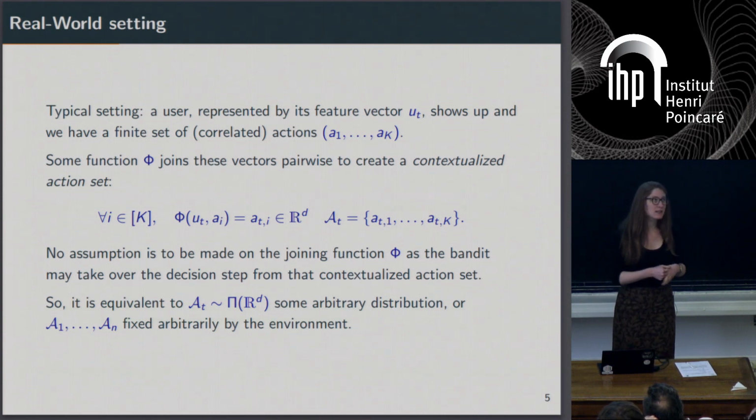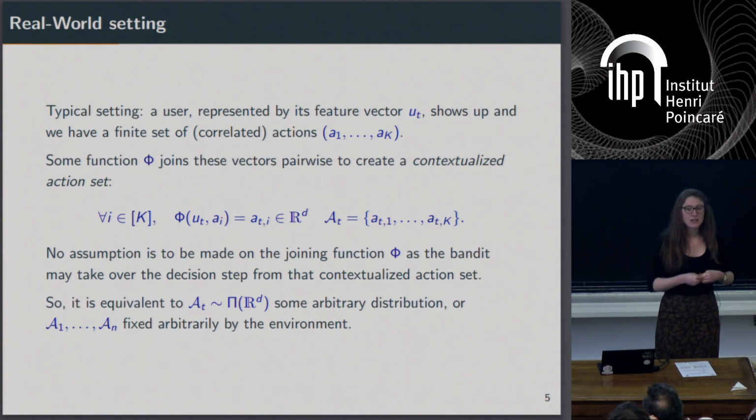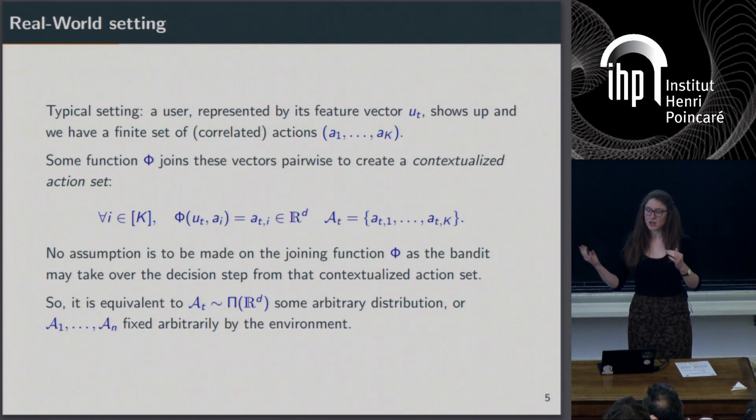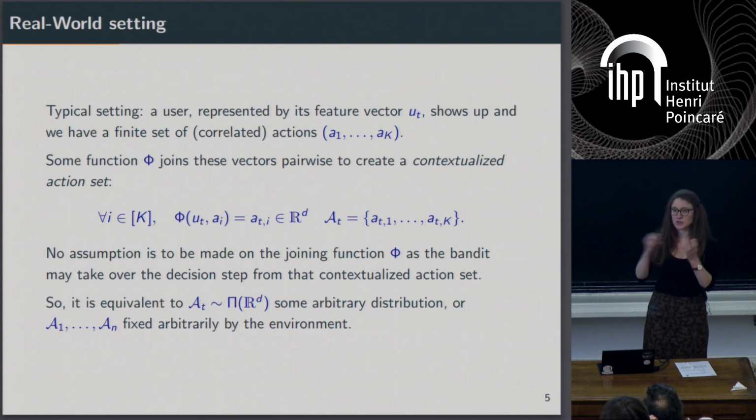And so a typical setting in a real application is that you have a user, represented by a feature vector u_t, and you have your actions that also might have features, and you have some joint function that creates an embedding of user and action features, and outputs a contextualized action vector.